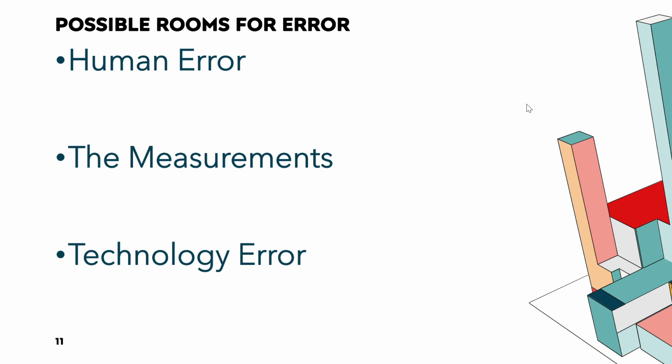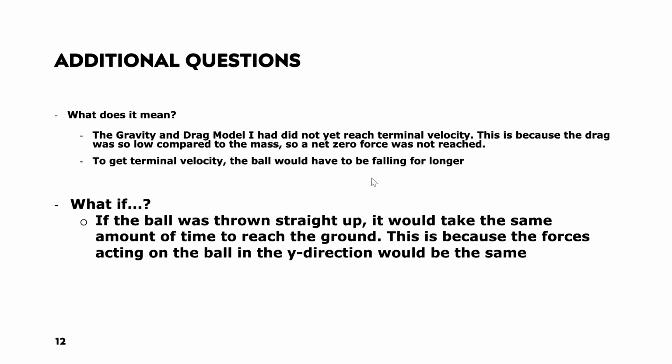So, some possible sources of error. Human error, obviously. It's hard to pinpoint everything exactly on Tracker, so that could cause some errors. As well as the measurements, which might not be exact. It was a little hard to see what it was on the tracks because they did have measurements, but it's kind of hard to tell here. Also the mass of the paper ball was estimated. Couldn't really figure that out. Then technology error. That's always a possibility when using GlowScript and Tracker.